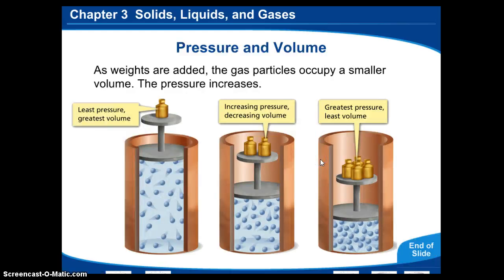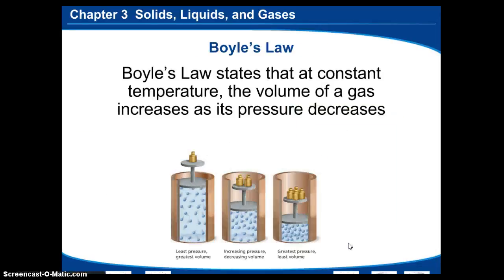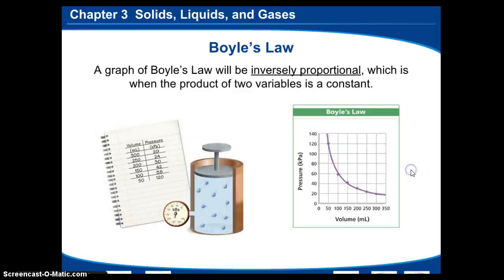So pressure and volume. If we were to apply more pressure, these weights represent more and more pressure, then we're going to be able to decrease the amount of space this gas takes up. We're going to make the gas particles occupy a smaller space as the pressure increases. Boyle's law states that at a constant temperature, so we're not changing temperature this time, if I put more and more pressure onto the same amount of gas, the volume, the amount of space it's going to take up, lessens. That's Boyle's law. And it has a graph that we call inversely proportional, so it makes this downward slope.